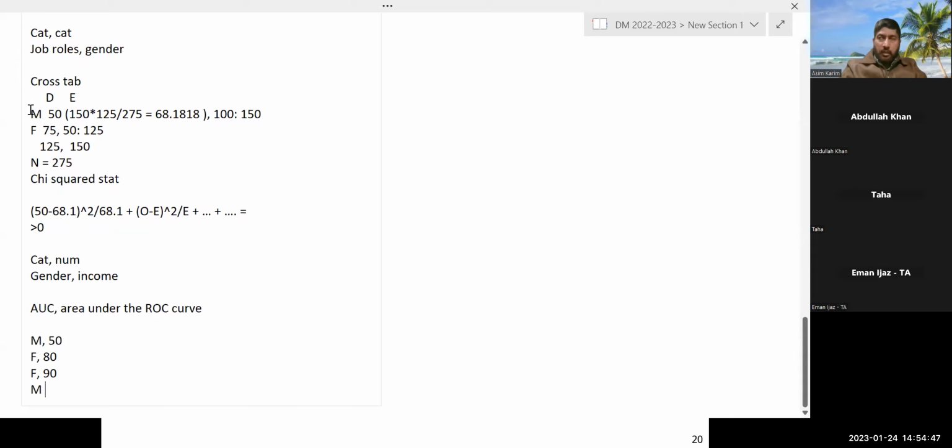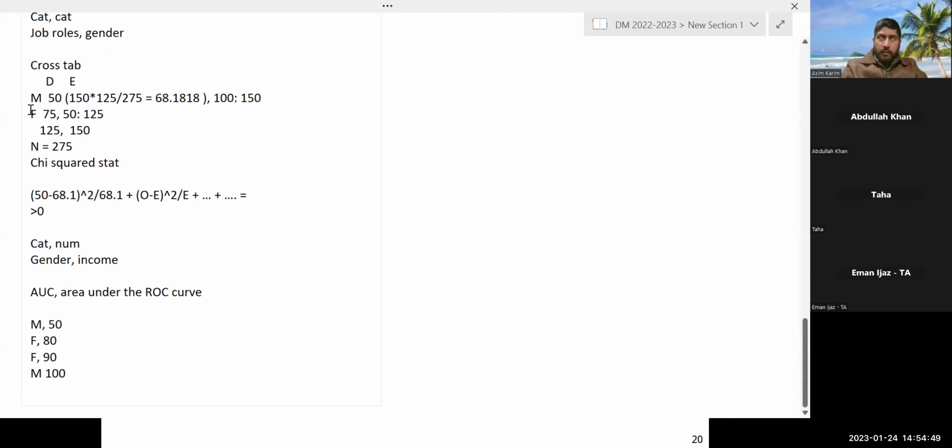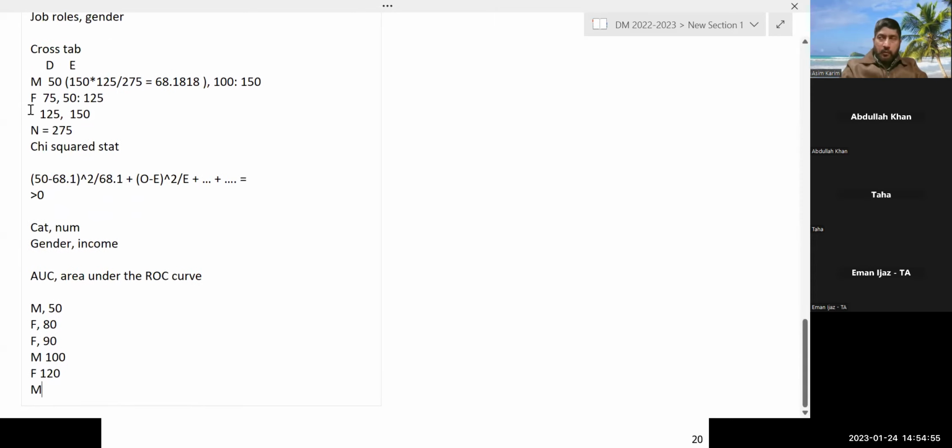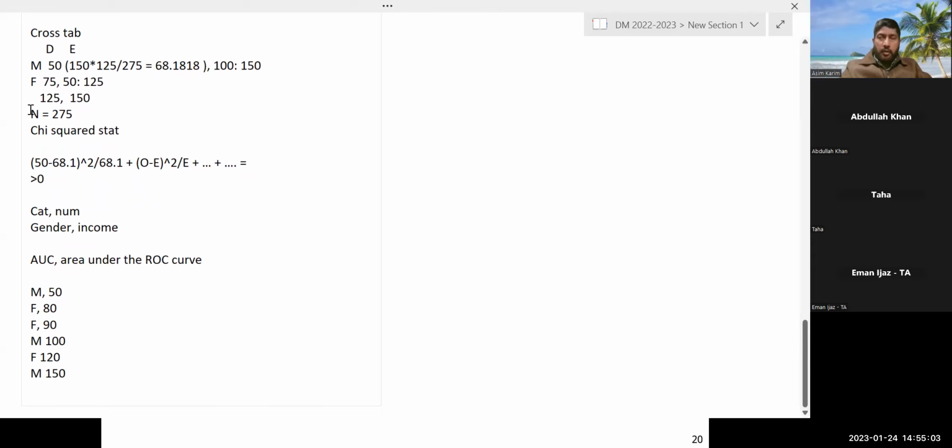Let's say we have male 100. Let's say we have female 120, and then we have male 150, ठीक है। I've sorted the data. Of course, in your original database, it might not be sorted. You have to sort it. This is a requirement for applying the AUC.